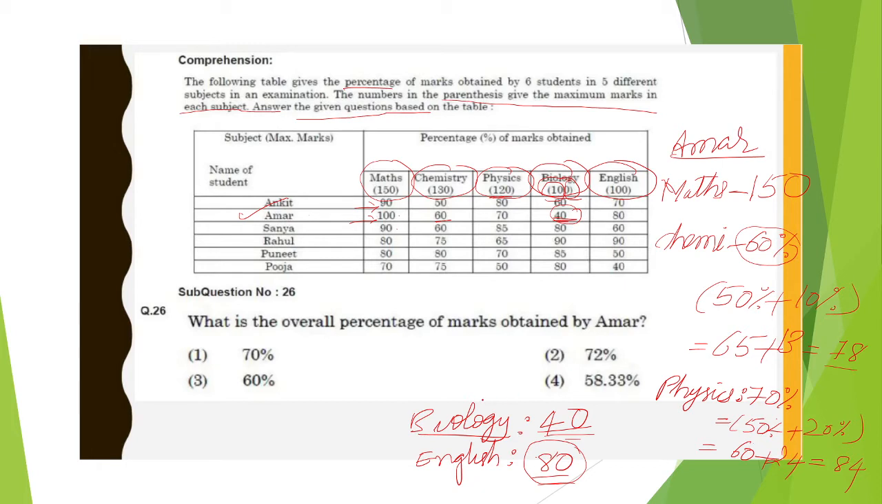Now we have to find the overall percentage of marks. How to do it? We know we have to take the sum of all the marks divided by the total marks, into 100. Sum of all marks: maths 150, chemistry 78, physics 84, biology 40, English 80. Total how much? 8 plus 4 is 12.